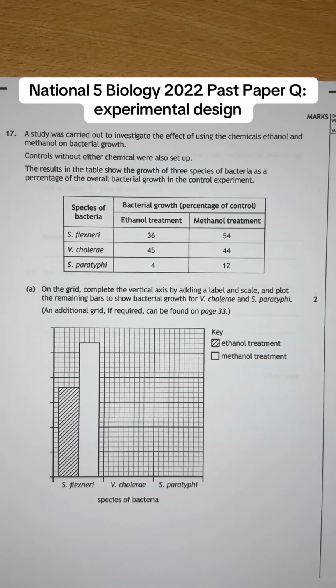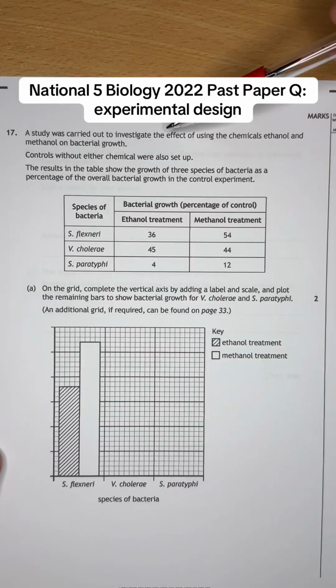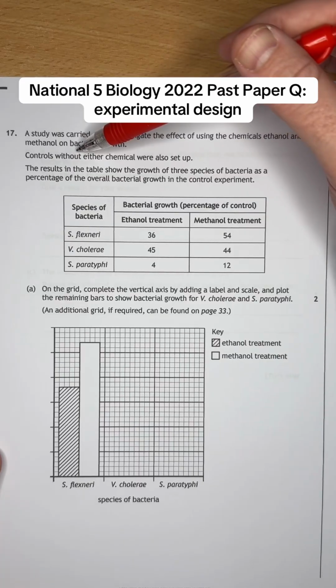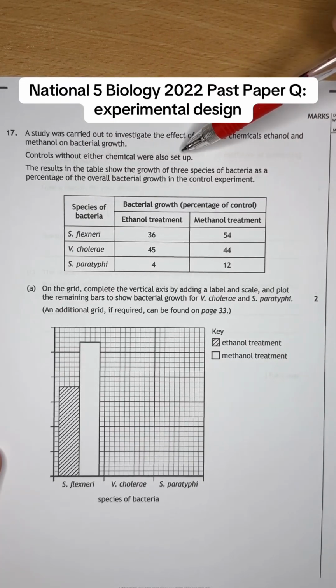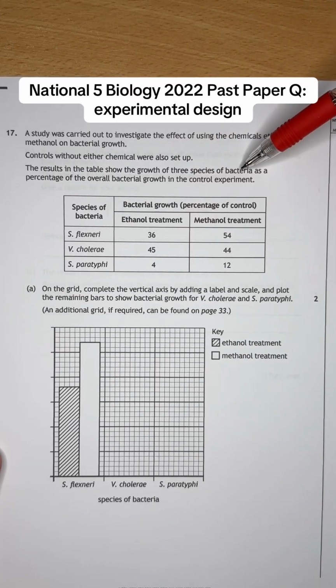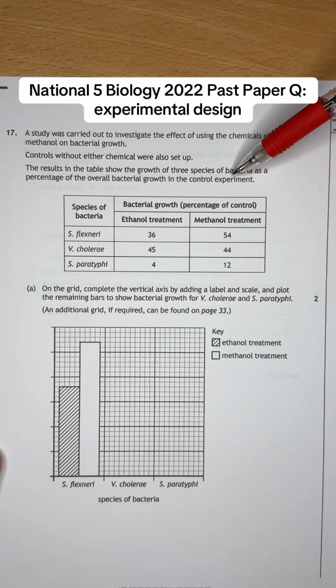National 5 biology students. Let's do this past paper question together. So this one says a study was carried out to investigate the effect of using the chemicals ethanol and methanol on bacterial growth. Controls without either chemical were also set up. The results in the table showed the growth of 3 species of bacteria as a percentage of the overall bacterial growth in the control experiment.